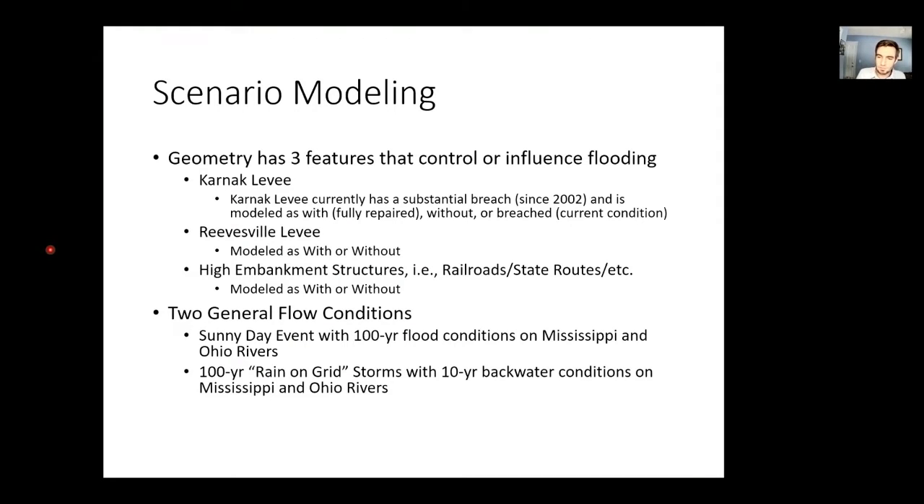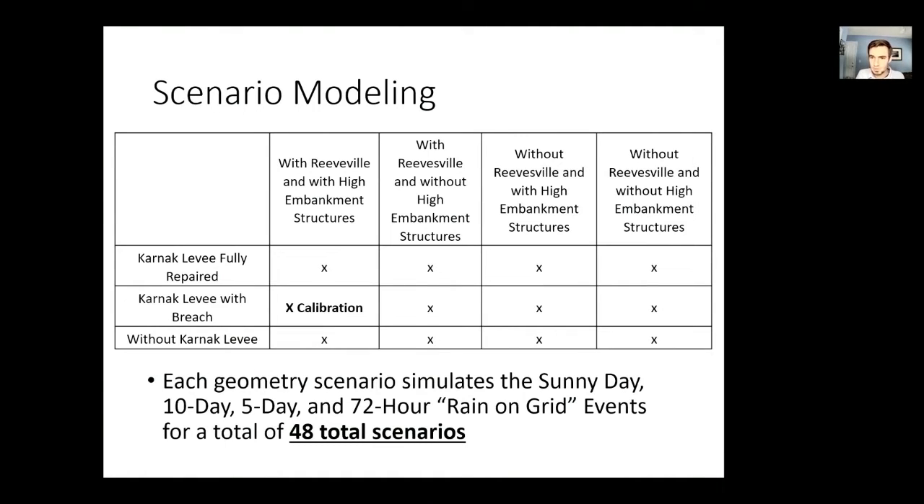And then we looked at 2 general flow conditions within the valley. We looked at the sunny day flood event, where we put no rain on grid for our 2D model. We only looked at 100-year flood conditions on the Mississippi and Ohio rivers. And then we looked at our 100-year rain on grid storms with 10-year backwater conditions on the Mississippi and Ohio rivers.